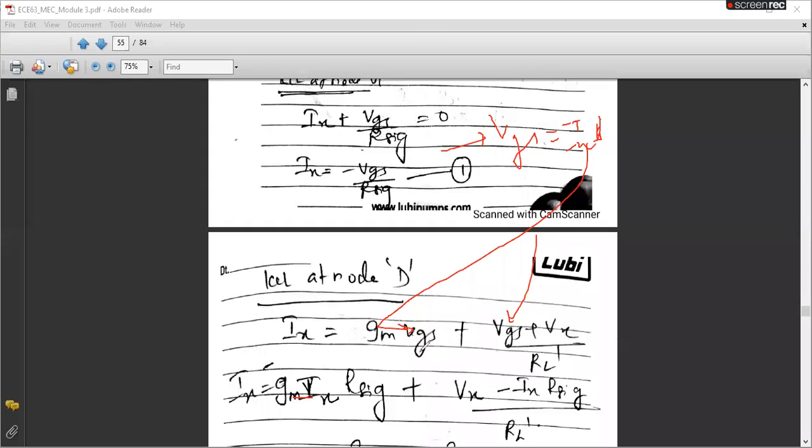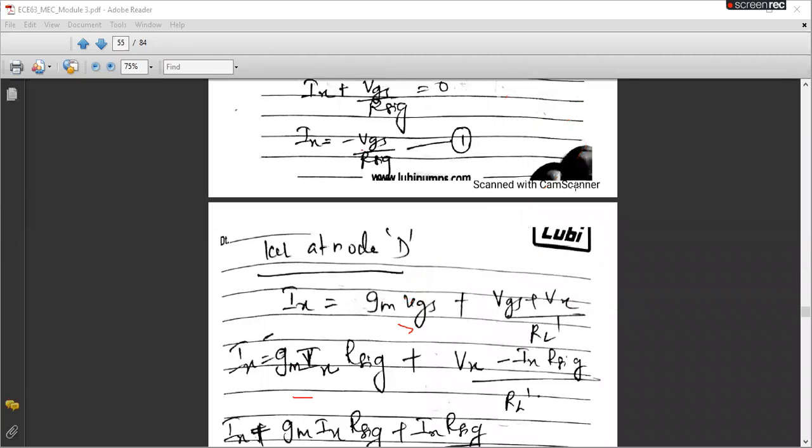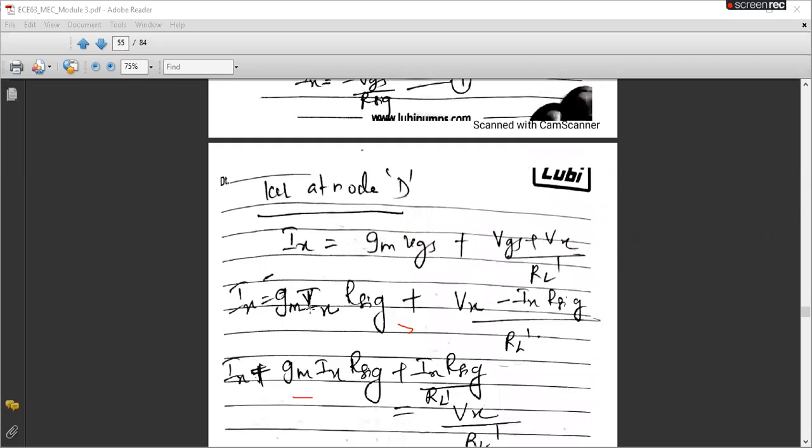Now take all the terms consisting of Ix to the left hand side. So Ix plus Gm Ix into R sig. Here RL dash is the common denominator. If you split it, you will have minus Ix R sig by RL dash. So that can be taken to the left hand side. It will be plus Ix R sig by RL dash. And the only term having Vx is Vx by RL dash, that will be retained in the right hand side.